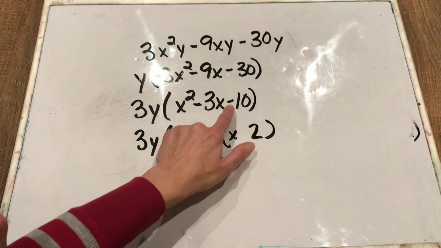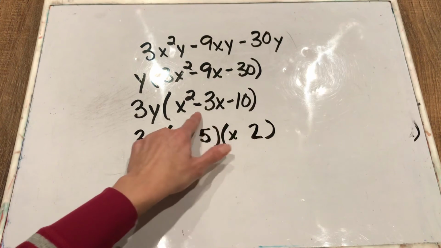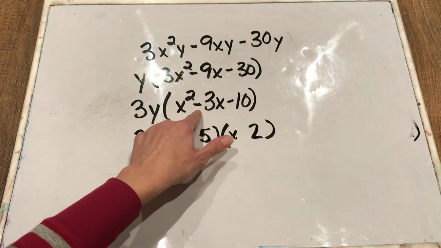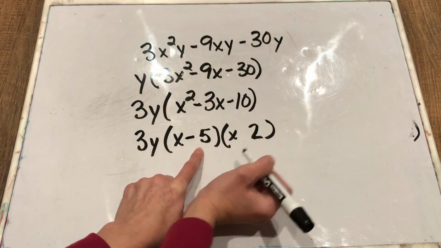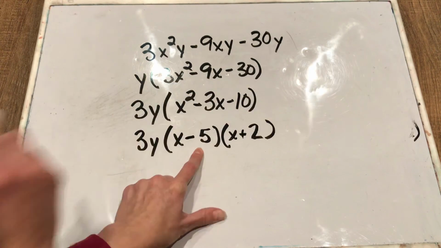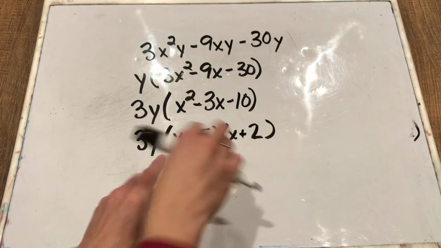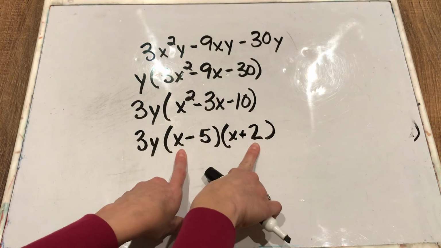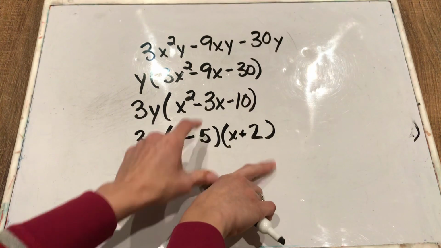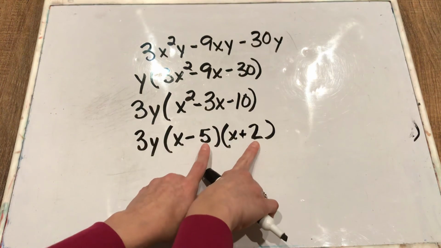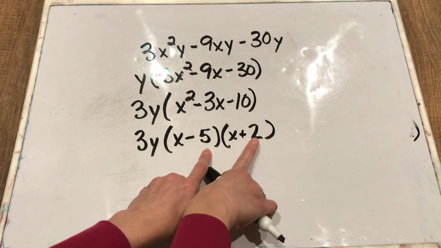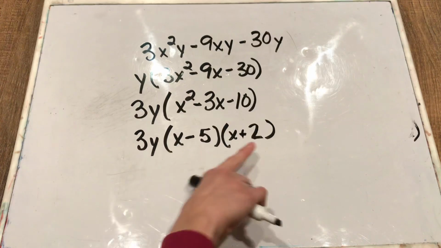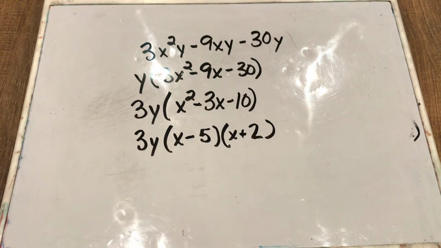And then I'm looking for a plus and a minus where they add up to a negative 3. So if they're adding up to a negative 3, I want the 5 to be negative, and the 2 to be positive. So just to double check, the outside would be 2x minus 5x. That would give me the negative 3x. When I multiply the last ones, that would be negative 5 times a positive 2. Negative 5 times a positive 2 is a negative 10. So this is factored completely.